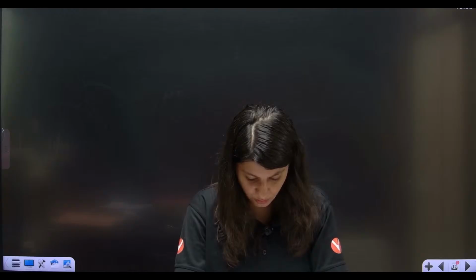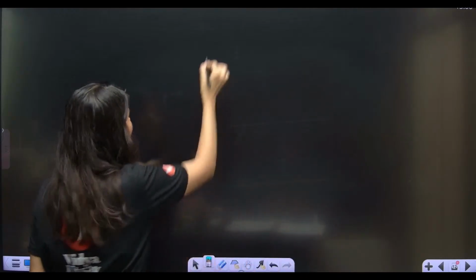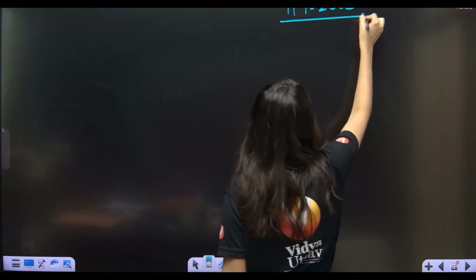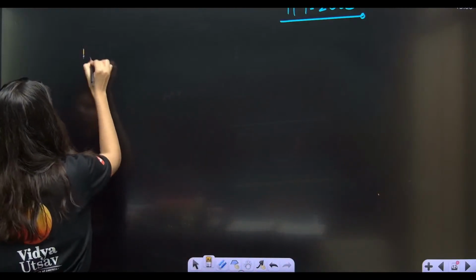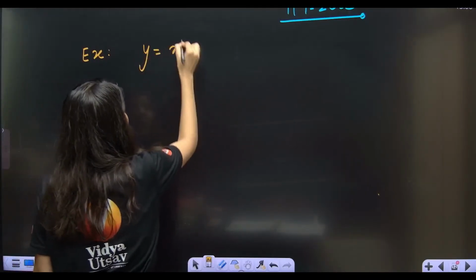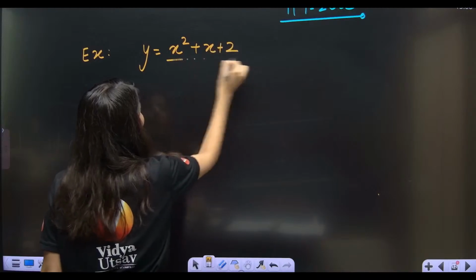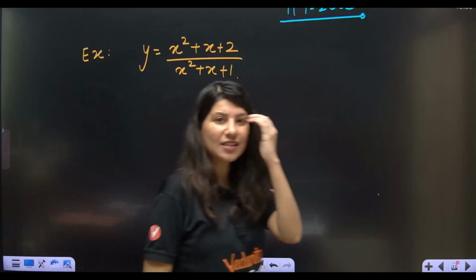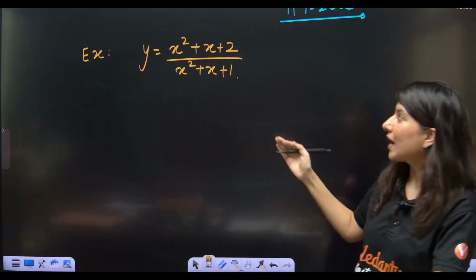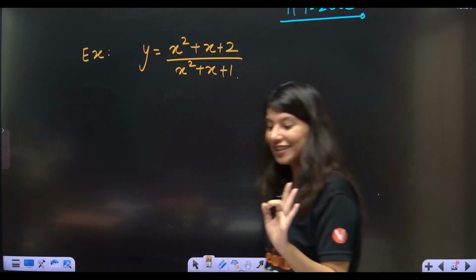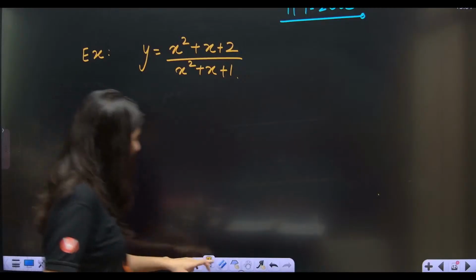Now let's talk about one question which was asked in IIT 2003. Very good question, beautiful question. Let's understand y equals x square plus x plus 2 whole upon x square plus x plus 1. In this question we are going to take a slightly different approach. Obviously one way of doing this question is the previous method I told you; for practice you can execute this question with the previous method. But now I am going to teach you another method, or you can say a ninja technique.